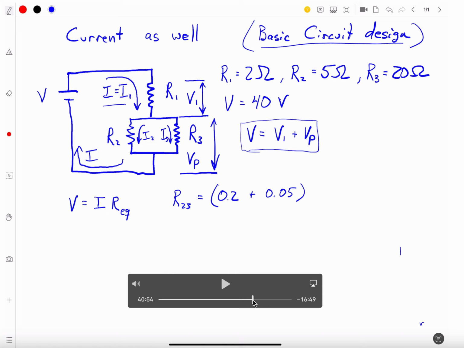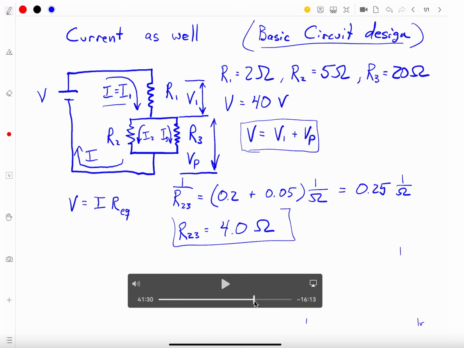So we get 0.25. And then when we invert, we're going to end up with R23 equal to 4 ohms, because 4 times a quarter is 1. Okay, everybody knows that. So we've got our 4 ohms as our equivalent R23. Now our total equivalent is going to be R23 plus R1. R23 plus R1 is 4 plus 2, which is 6.